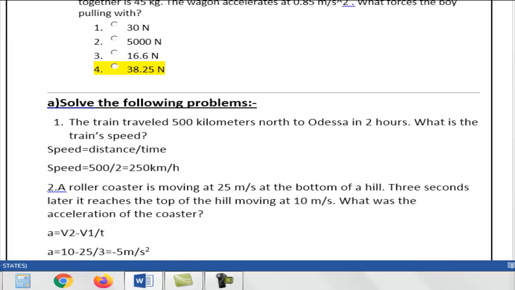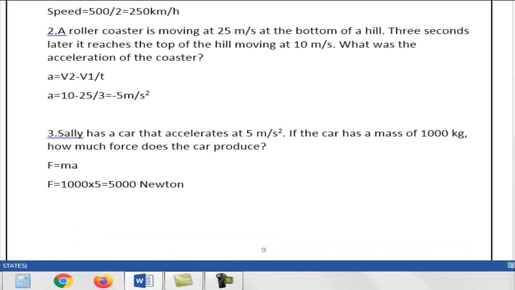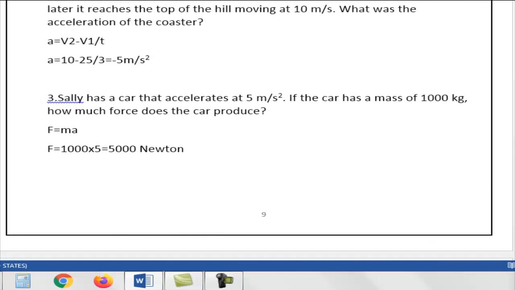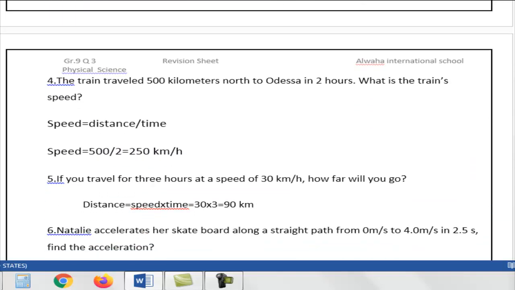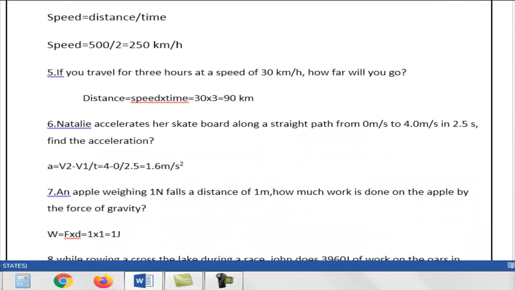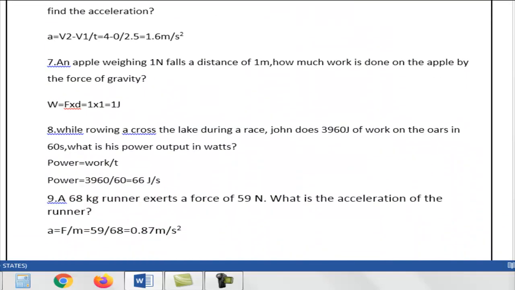Okay, to solve this problem, we solved last time 1, 2, 3. No, we didn't solve number 3 here. Sally had a car that accelerates, the car has a mass of 1000, so F equals mass by A, 1000 by 5, 5000 Newton. So number 3 is very easy. Number 4, we solved last time number 4 and number 5. Okay, let's start from number 7.